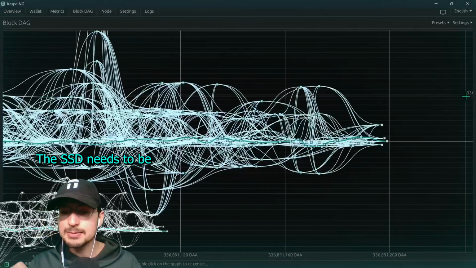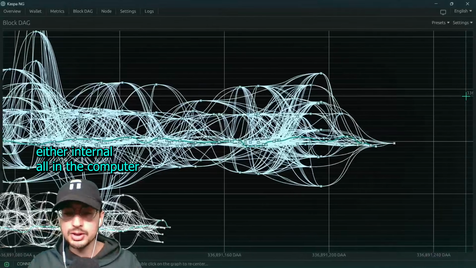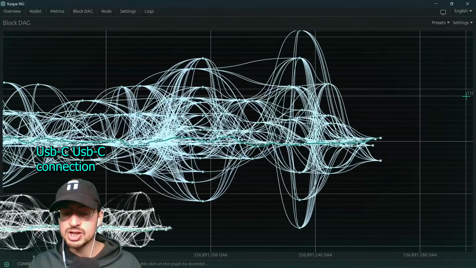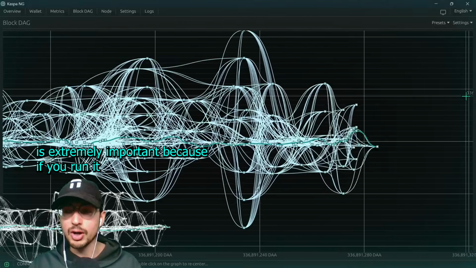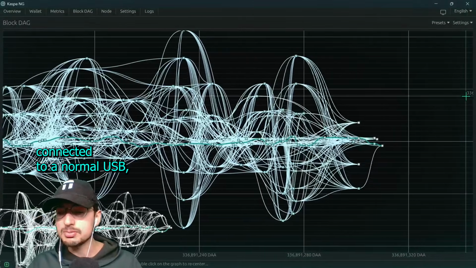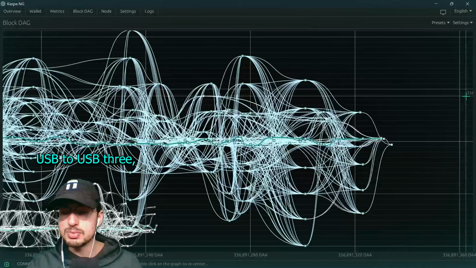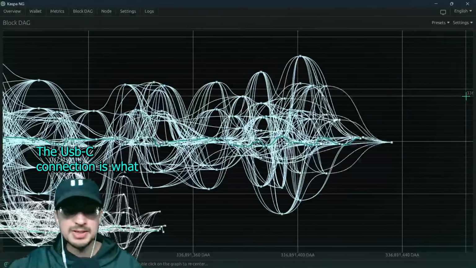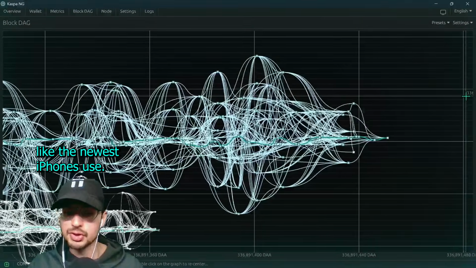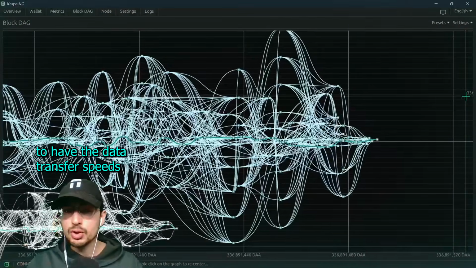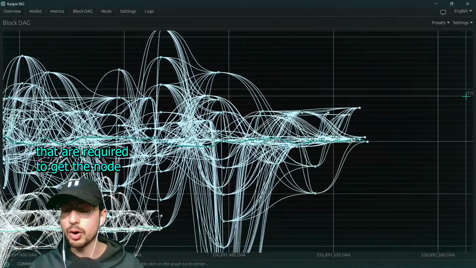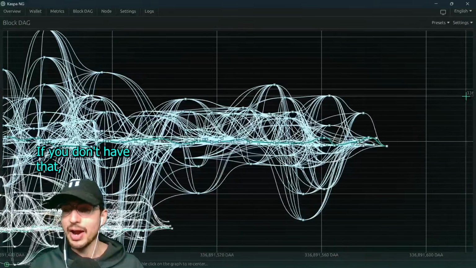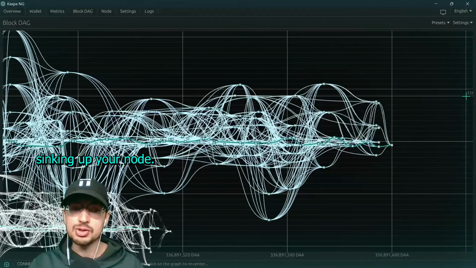The SSD needs to be either internal in the computer, or it needs to be connected via USB-C. USB-C connection is extremely important because if you run it connected to a normal USB 2 or USB 3 connection, like the typical USB connection you have, that won't work as well. The USB-C connection is what the newest iPhones use. That's what you need in order to have the data transfer speeds that are required to get the node really synced up quickly. If you don't have that, then you're going to have issues syncing up your node.